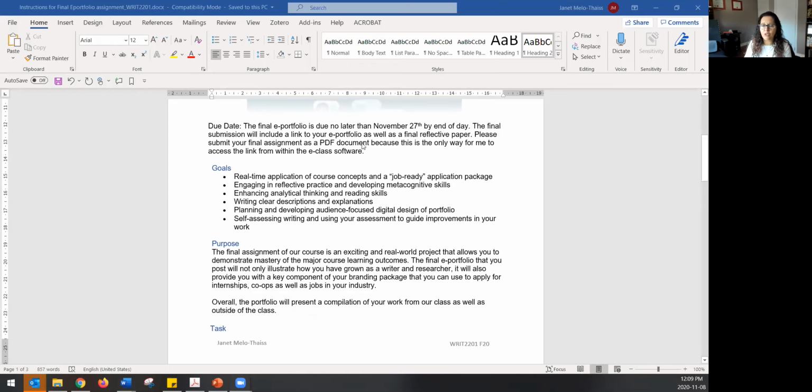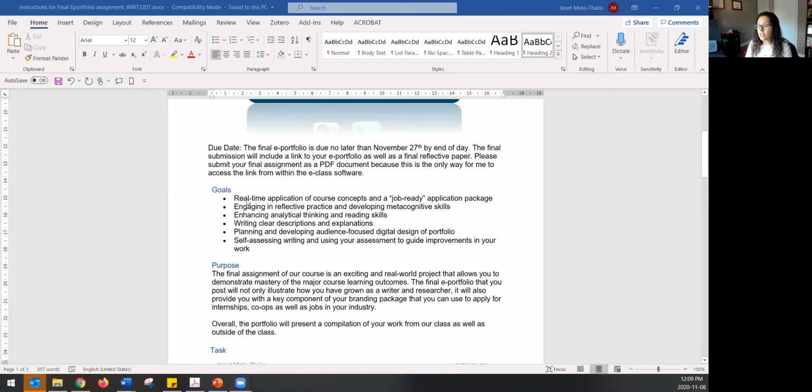You're going to see that your final assignment will include a link to your ePortfolio, so that's the live link, as well as a final reflective paper that you will be writing for this assignment. I'll let you take a look at the goals, but these are goals we've been talking about all term. It's about you finally putting together this professional final portfolio that you will be able to use as part of your branding as you move through your academic career and then your professional career.